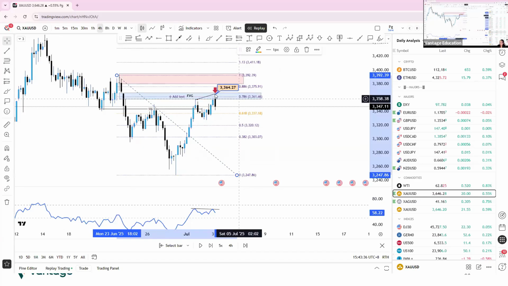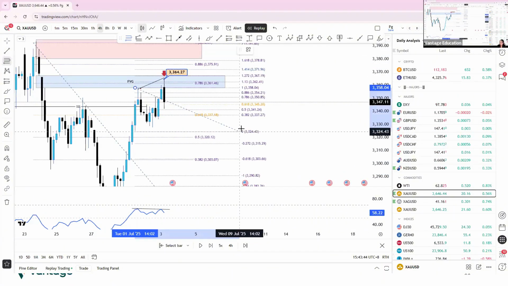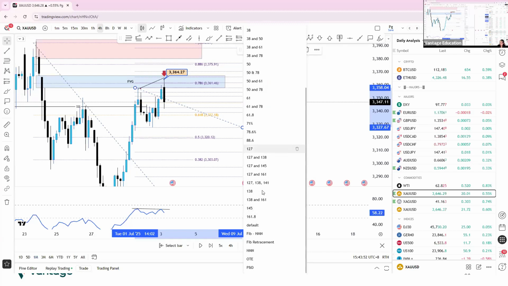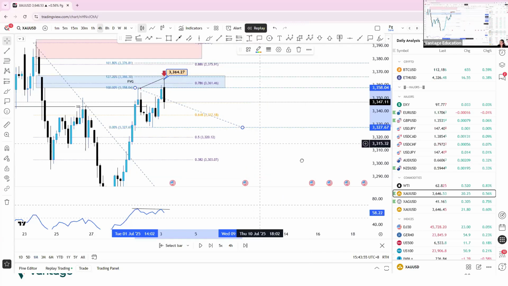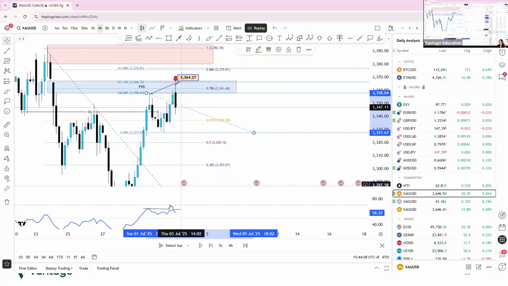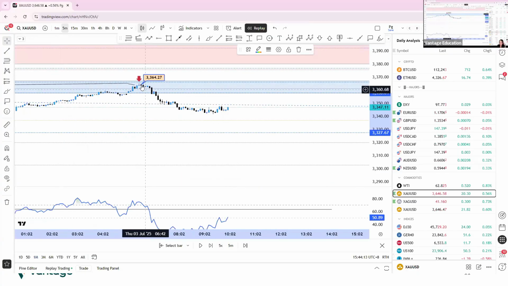Okay, within my FVG, lovely, within my 78.6% Fibonacci retracement, I'm gonna sell. If price breaks above my swing high, I'm gonna use Fibonacci extension. Lovely, within the zone, I have my 127 Fibonacci extension. So this is going to be my sell zone. I have FVG, I have 78.6% Fibonacci retracement, I have Fibonacci extension within the zone, so I'm going to sell. I have the divergence here. In M5, I saw the price action, so I'm going to sell. Okay?